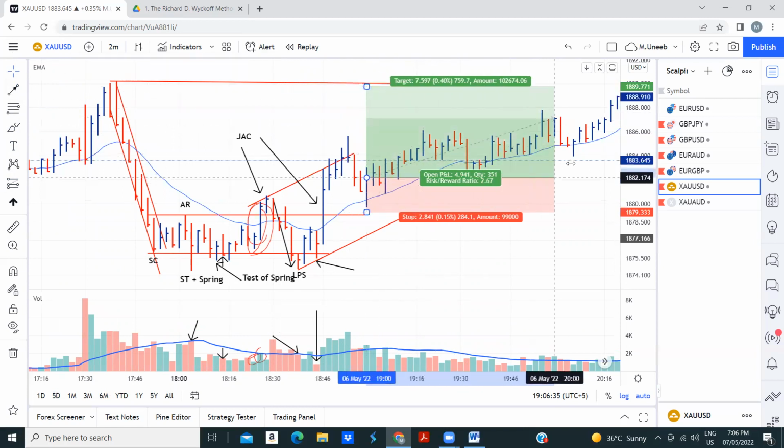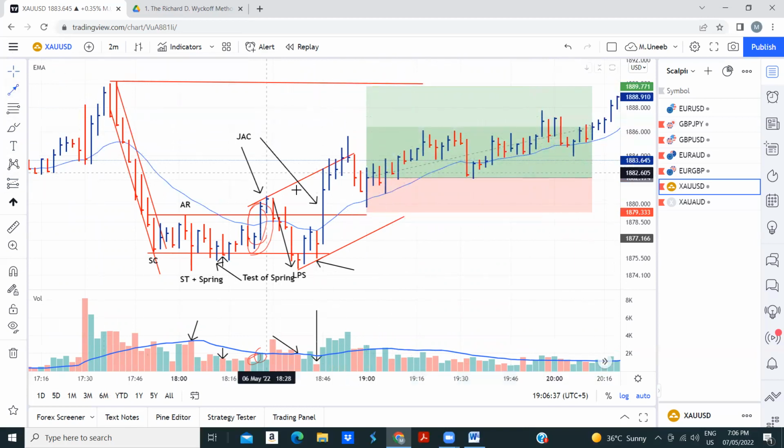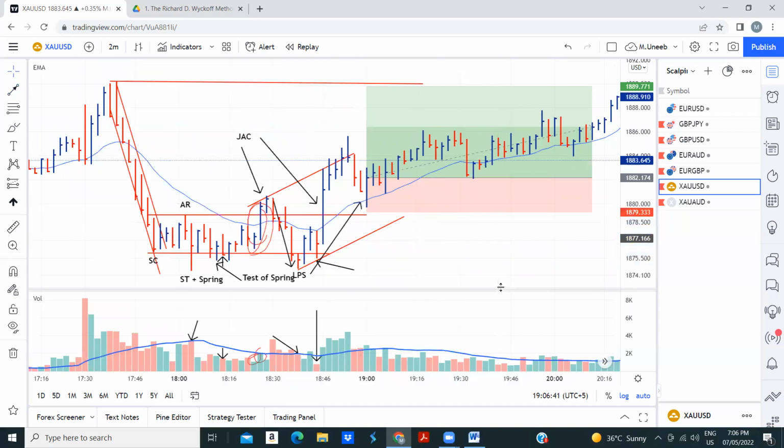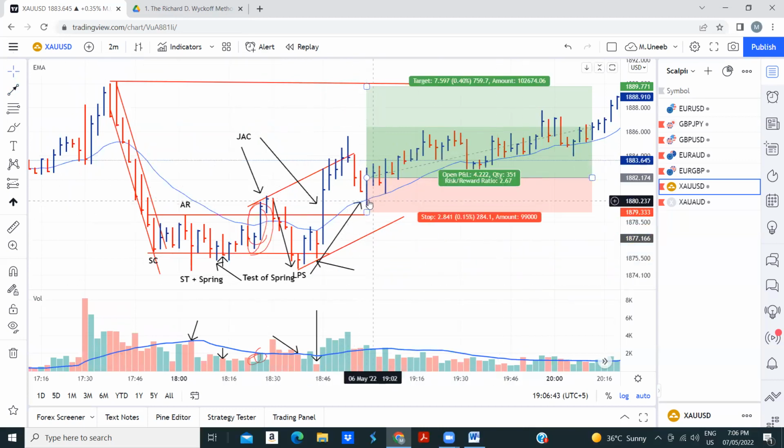Now the price goes. This one is LPS. This one is LPS. Got it? Because it is testing this moving average.